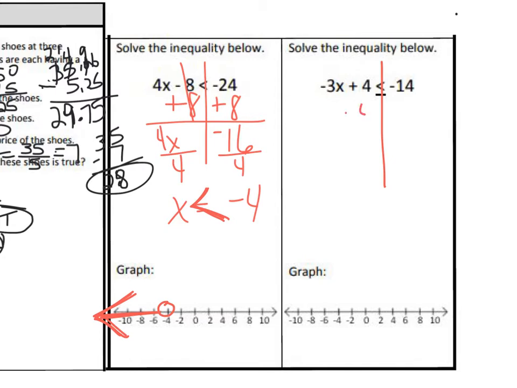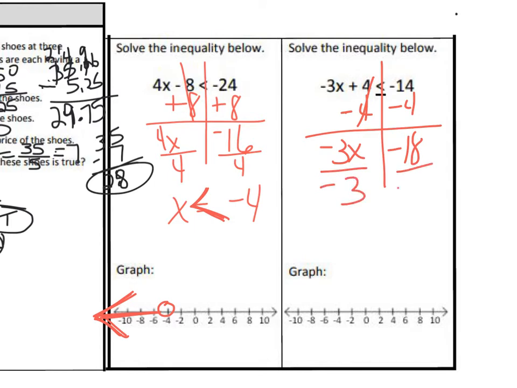Subtracting 4. So we have negative 3x. 4 minus 4 is 0. Negative 4 and negative 14 will be negative 18, because they're both negative, so we're adding them. Now we're going to divide by negative 3.